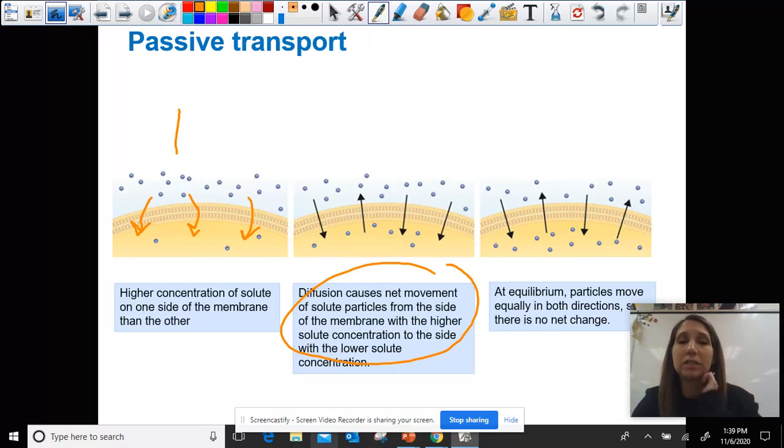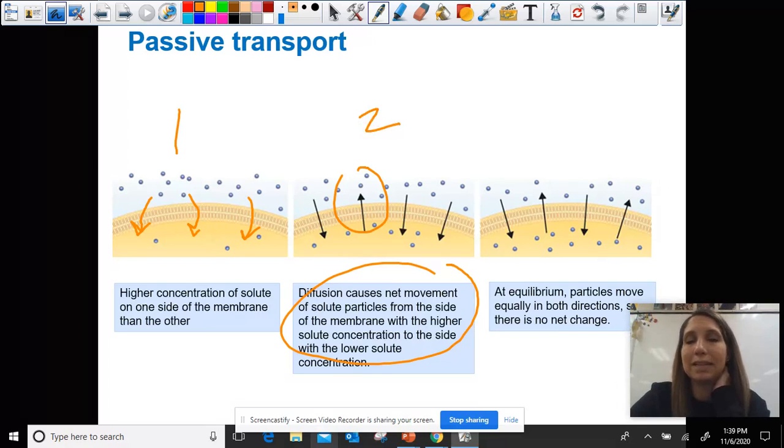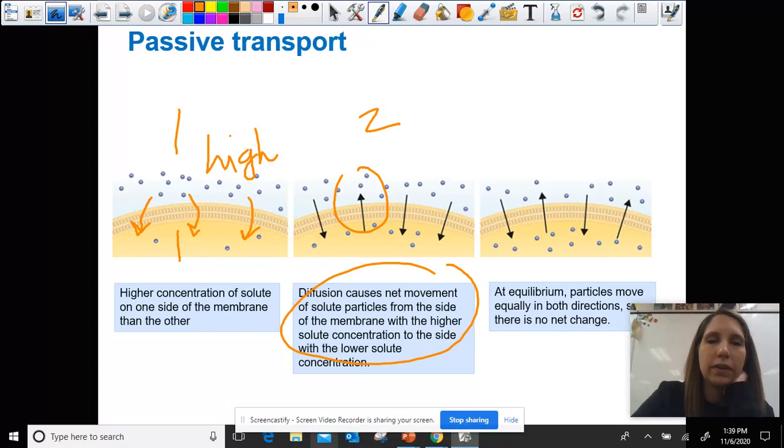Now, there will be some molecules, like you see here with this arrow, that will still go the opposite direction, because these particles, like everything, are moving constantly, and sometimes that movement may take them back out of the cell. But in the second stage, the majority of the movement, as you see, is going to be into the cell, down that concentration gradient, from high concentration on the outside to low concentration on the inside. And I could add that here. So we started with high on the outside and low on the inside.